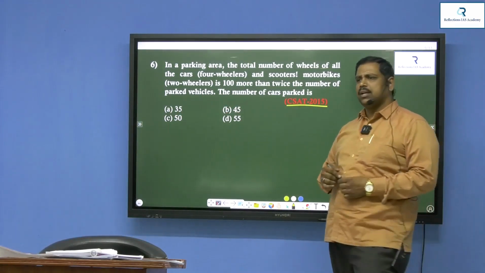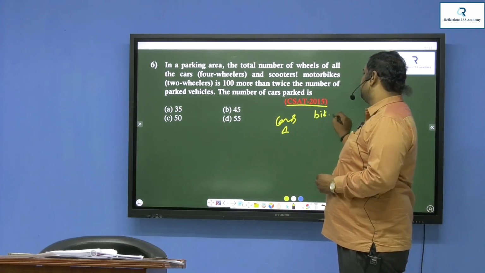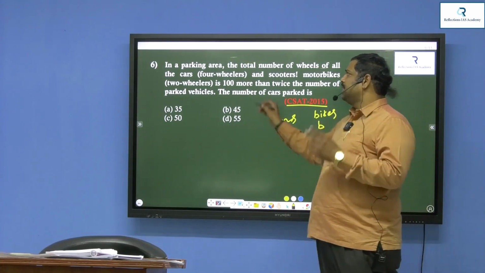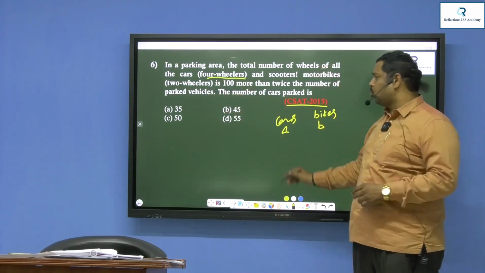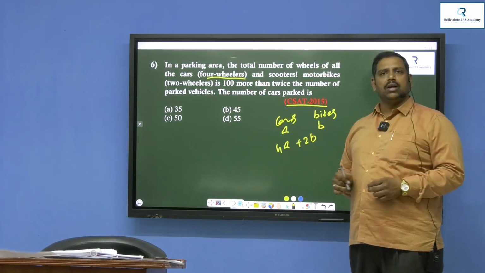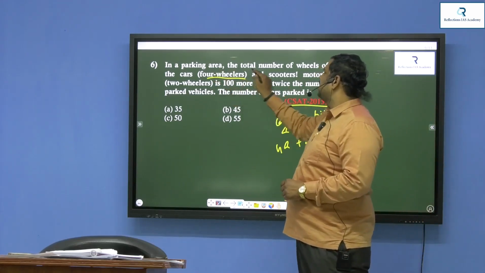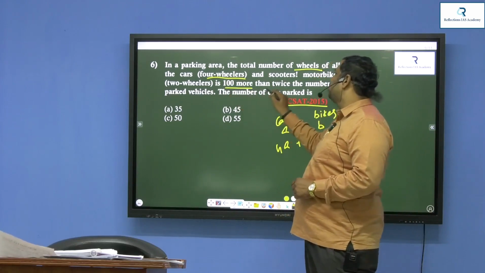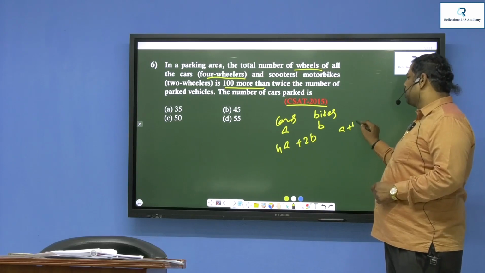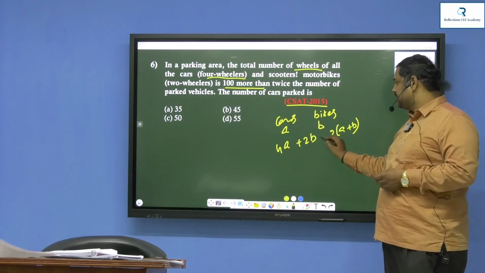It's a simple question. Suppose I am assuming the cars are A and the bikes are B. Each car has how many wheels? He clearly specified 4 wheels. So the total wheels from cars is 4A. Each bike has 2, so 2B. Can I say this is the total number of wheels? The total number of wheels in a parking area is 100 more than twice the number of parked vehicles. The number of parked vehicles is A plus B, right? Twice means 2 times, right? Is it equal to that or 100 more than that? That means this is equal to 100 more.